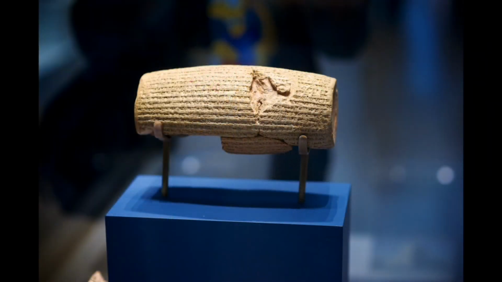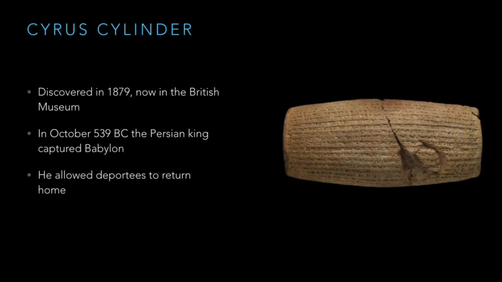This object is called the Cyrus cylinder. Does anyone want to guess which museum it's found in? Yes, it is currently in the British Museum. It was discovered in 1879, and it records the Persian king capturing the city of Babylon in October 539. It also mentions how Cyrus allowed some people who had been displaced to return to their homelands. Though it doesn't specifically mention the Jewish exiles, it does fit with Cyrus's decree mentioned in Ezra chapter 1.